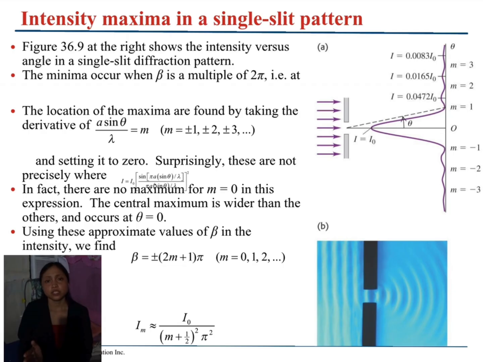An interesting feature is that the maxima do not occur exactly halfway between the minima. This behavior differs from ordinary two-slit interference. So the intensity distribution is a unique characteristic of single-slit diffraction.